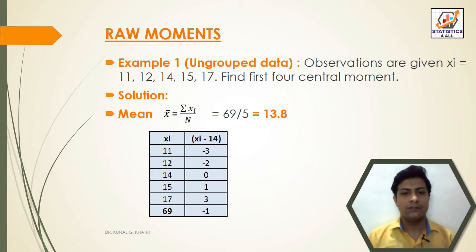So here first of all find xi minus 14. So 11 minus 14 is equal to minus 3. 12 minus 14 is equal to minus 2. 14 minus 14 is equal to 0. 15 minus 14 is equal to 1. 17 minus 14 is equal to 3. Now we take the sum of xi minus 14, we get the value minus 1.